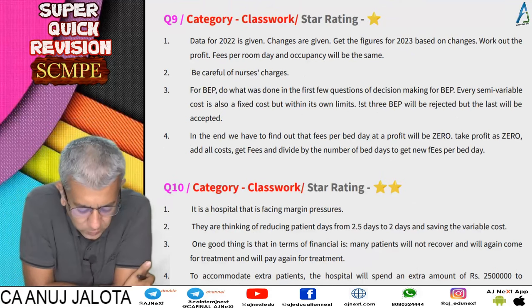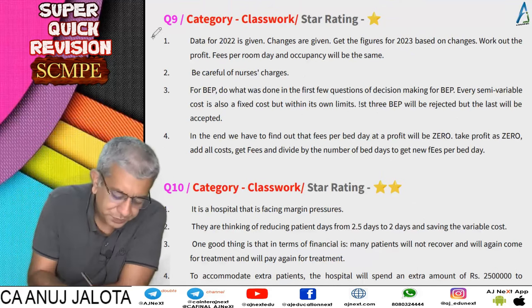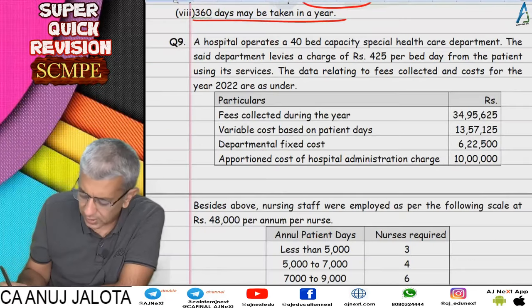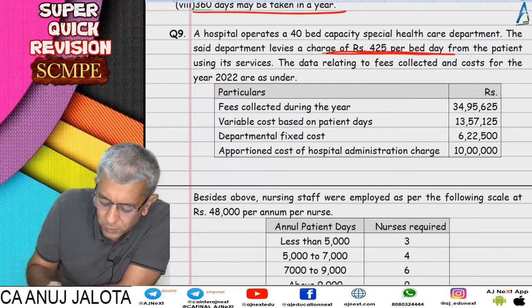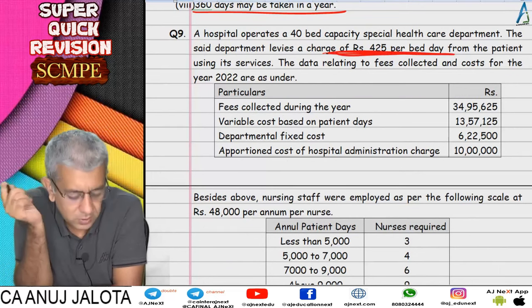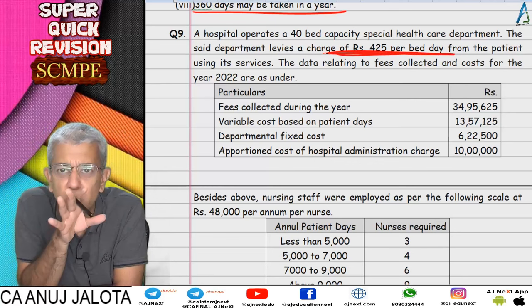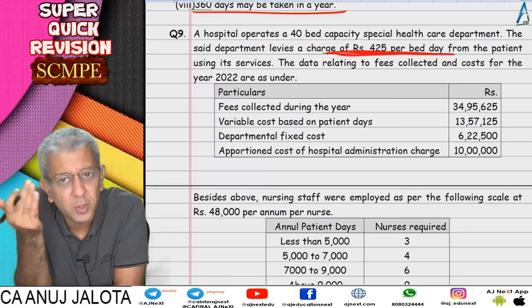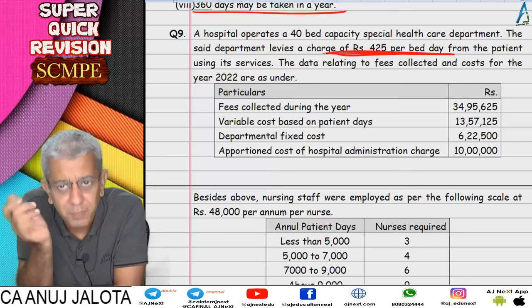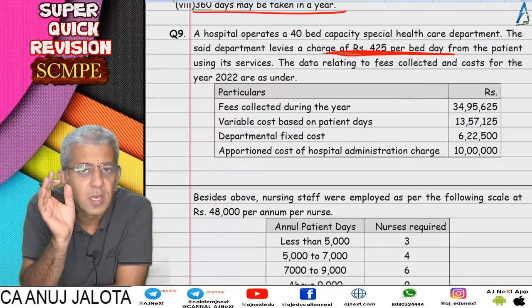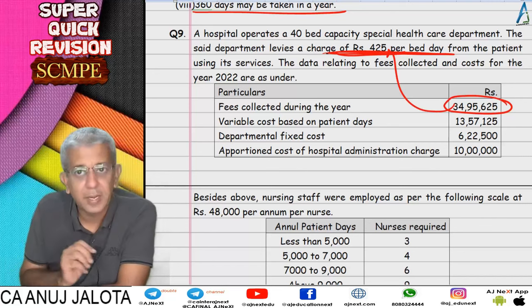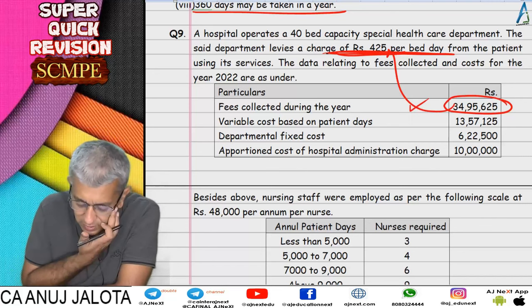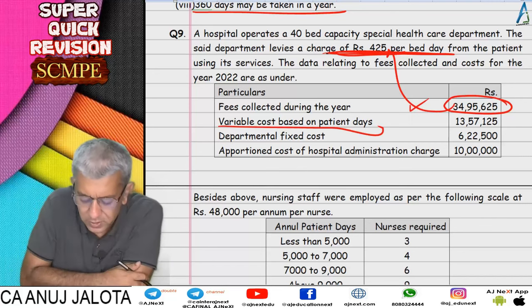Question number 9 in this particular case was what? Question 9, again, I think is a question on the hospital sector, whereby the charges that we are going to be charging from the passengers are given to us. Now, in this case, the number of bed days cannot be computed in a normal way. We have to think about how to compute the number of bed days. We will directly compute the number of bed days as fees collected for the year divided by charges per bed day. So that will give us the number of bed days. And then variable cost based upon the patient days.